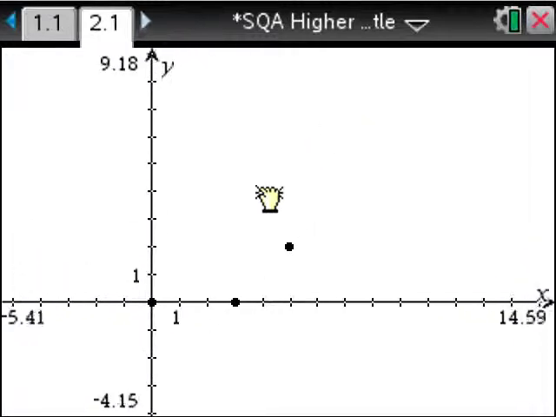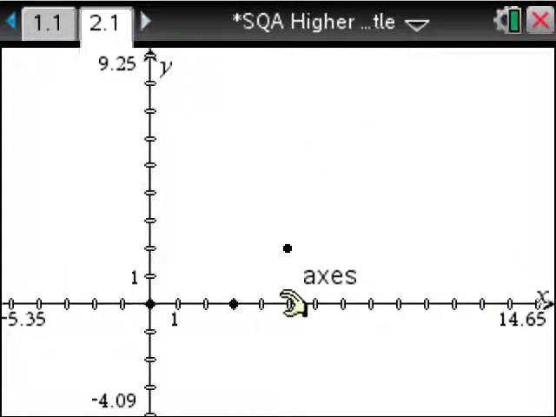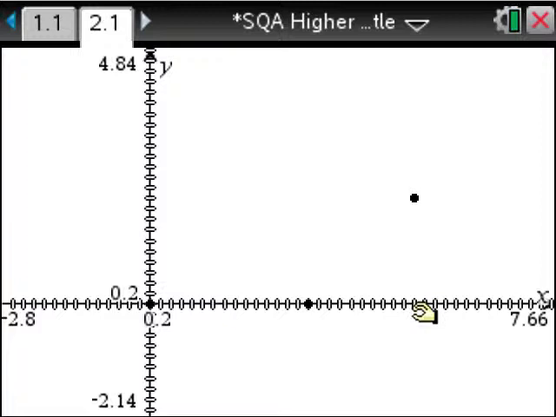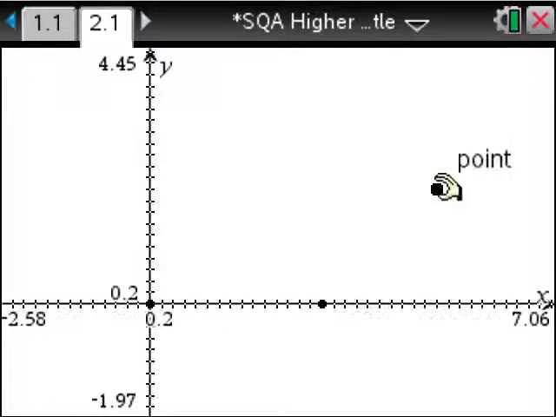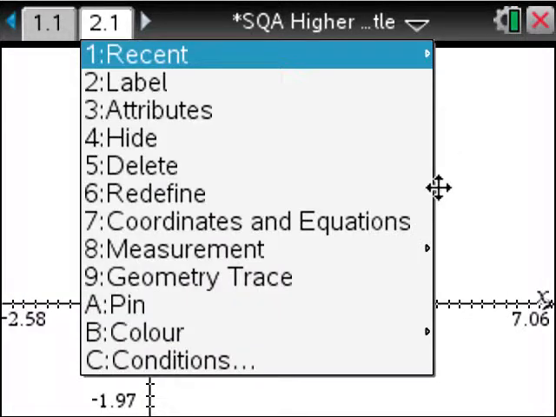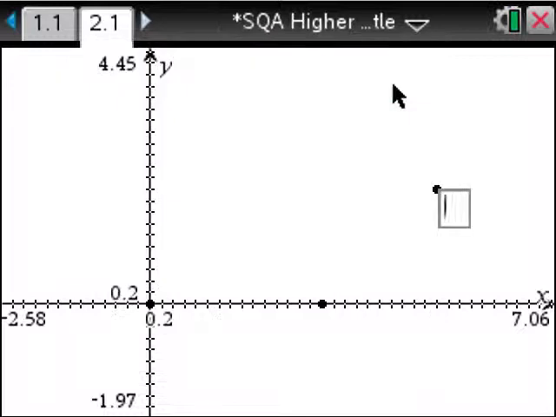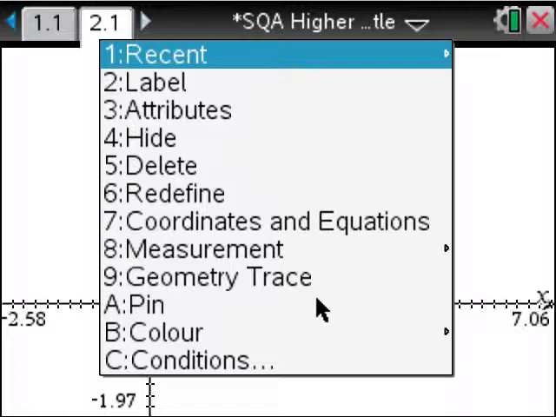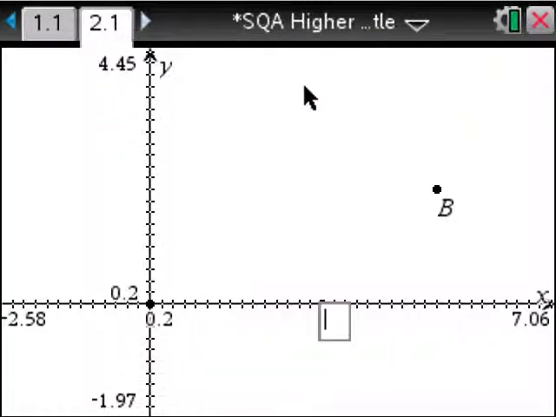Now, I'm just going to enlarge this diagram by relocating it and stretching things out like so. If I want to put a label on these points, I'll go over them, press Control menu, and label that point B. I'll similarly go over there, Control menu, and label that point A. So we have a diagram.